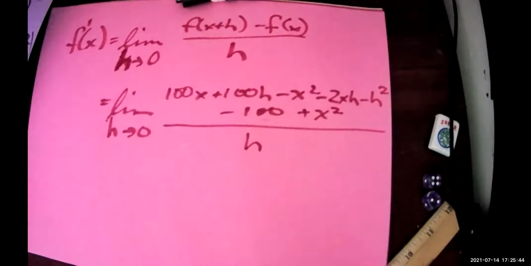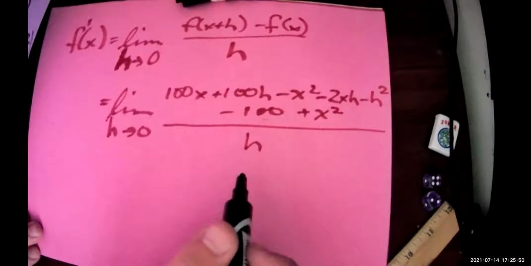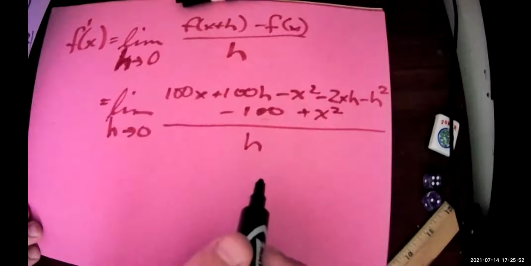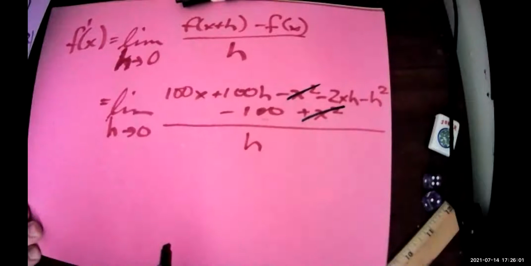So let's see what we can knock out here. Looks like we can get rid of x squared right here, like that. All right.